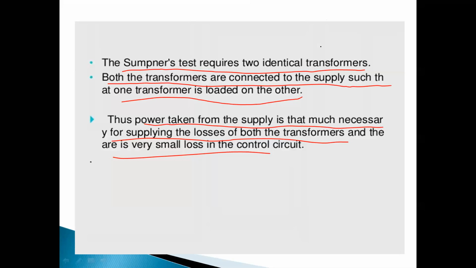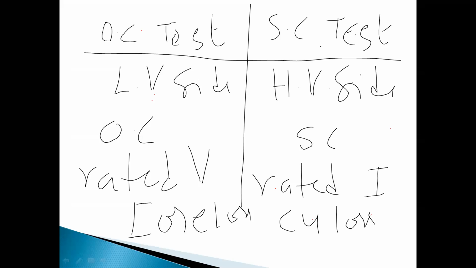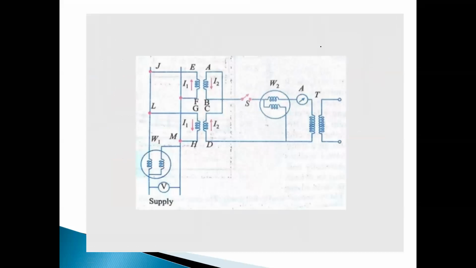But in the Sumpner's test, these two tests are conducted simultaneously, at the same time. That means the open circuit test is conducted on the primary side and the short circuit test is conducted on the secondary side. I will explain how the test is conducted in Sumpner's test.